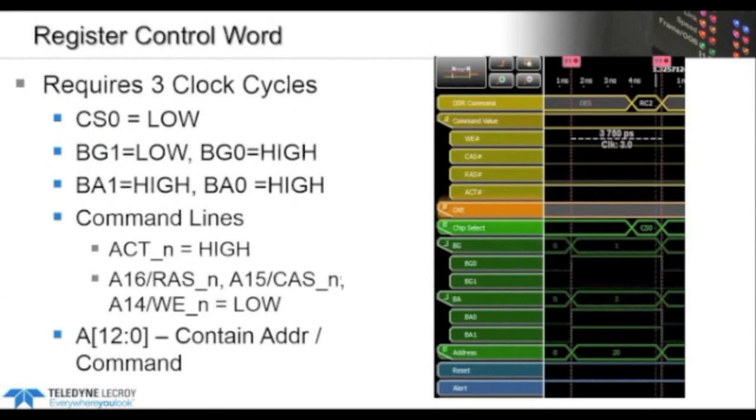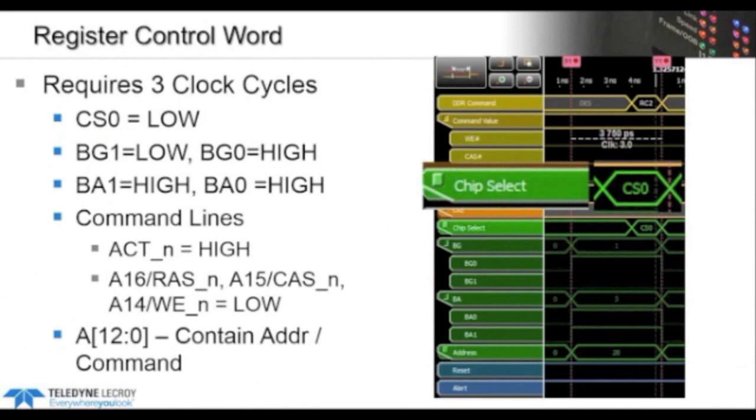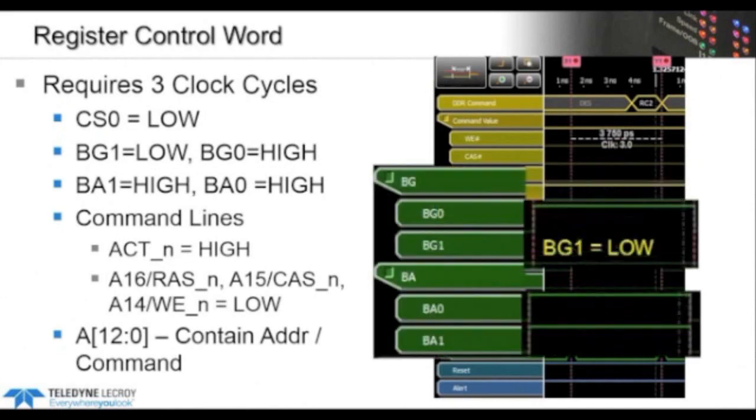What does it look like on the bus? This is an RCW. It requires 3 clock cycles to transmit a typical RCW command. Your chip select 0 is low, okay? Your bank group 1 is low. Okay, so this is going to look just like an MRS. Your command pins are going to look like an MRS, where you've got RAS, CAS, and write enable all low, activate is high. Your address pins 0 through 12 contain the address and the payload of the register commands. So just like a normal MRS, there's a payload that's traveling on the address bus.